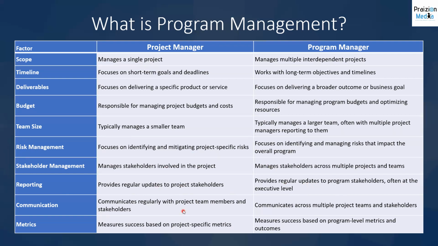Communication is between the project team and stakeholders. In the world of programs, it's across a much wider array. And believe me, there are usually a lot of external stakeholders as well. Even shareholders in the firm could be some of the individuals that the program manager communicates with. When it comes to metrics, the project manager measures success based on project-specific metrics. The program manager measures success based on program-level metrics and outcomes.